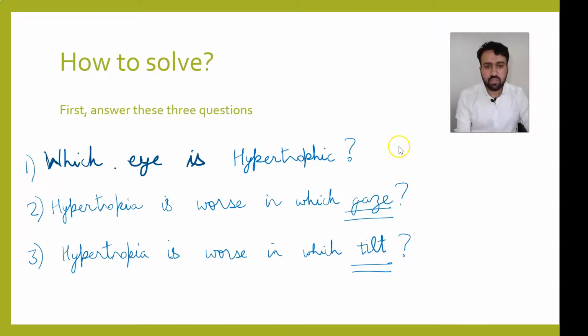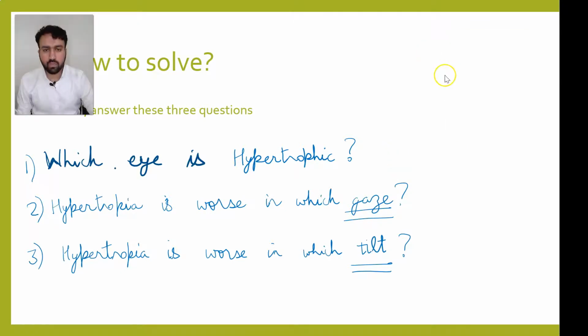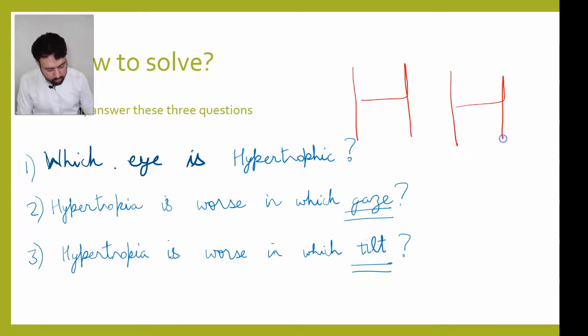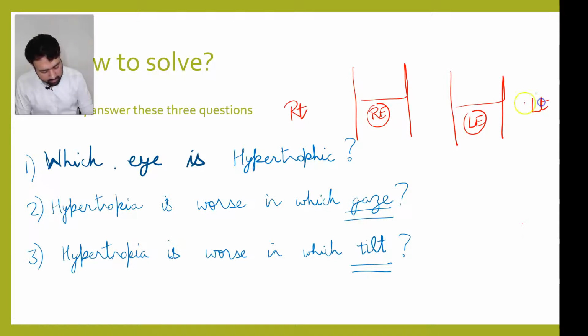With these three pieces of information, you can proceed to the next most important step of the Parks test. Once you have these 3 points, the next step is drawing the edge diagram, right? So the edge diagram is a basic diagram in which you note down the direction of the action of the muscles. So you've got here the right eye, here you have the left eye, this would be the right gaze, this would be the left gaze, right?